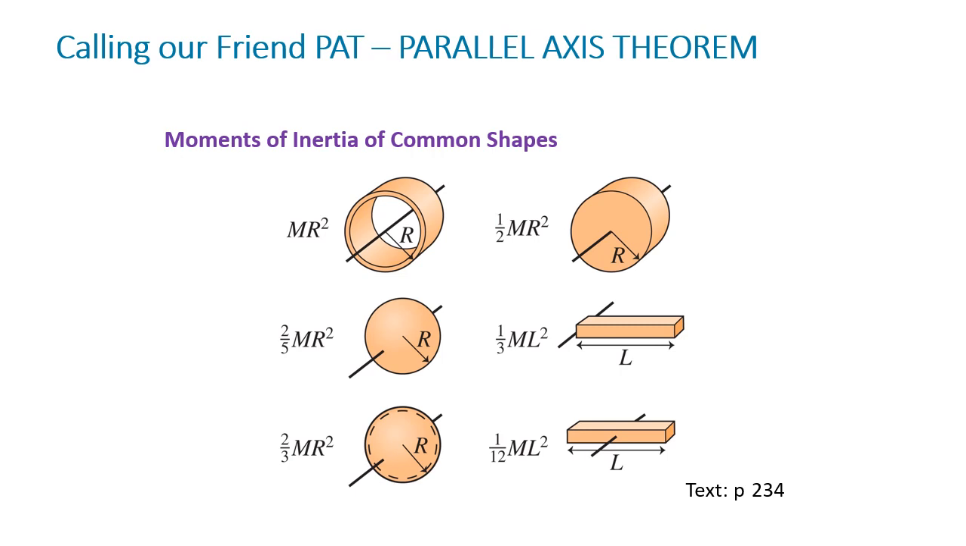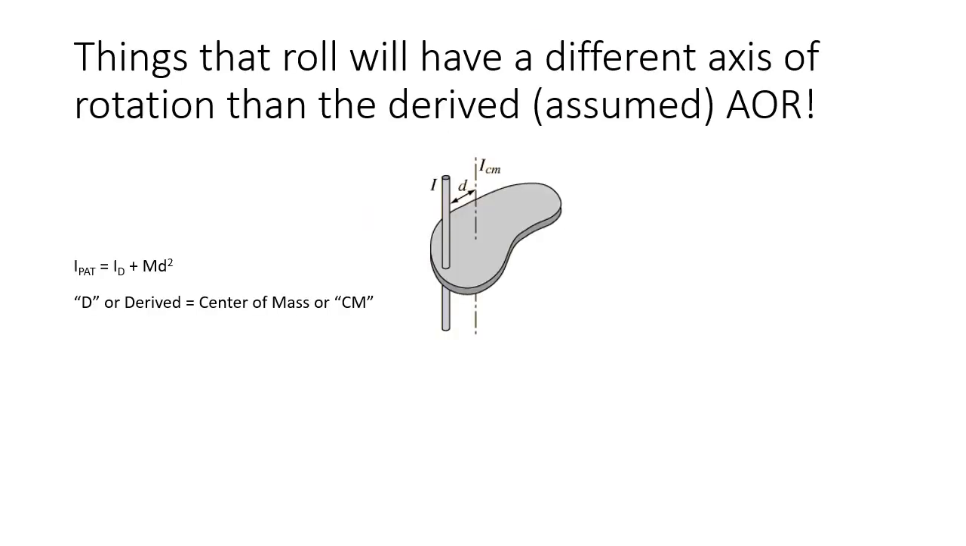But it's actually rotating about some other spot. And parallel axis theorem is the thing that allows you to move the moment of inertia so that it takes into account where you're actually rotating from. So in parallel axis theorem, or PAT, the moment of inertia, I_PAT, is equal to the derived moment of inertia plus m times d squared. And d is the distance from your center of mass, or your derived moment of inertia, to the other place that you're actually rotating from.